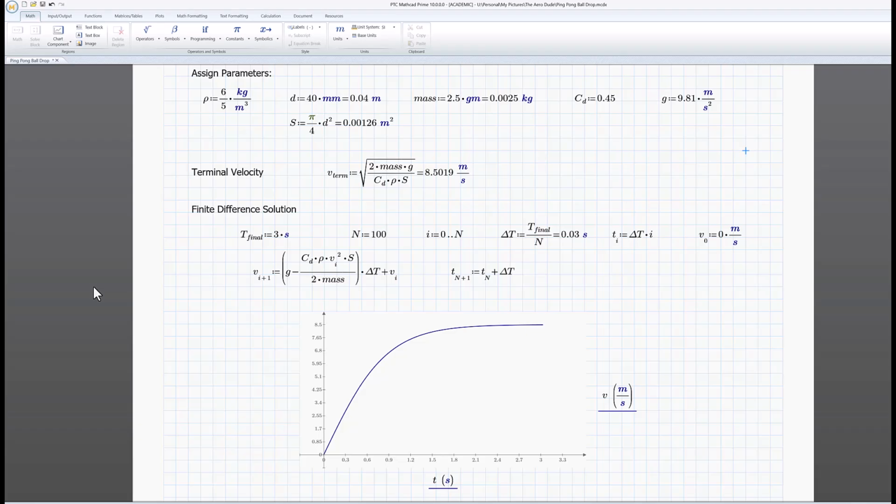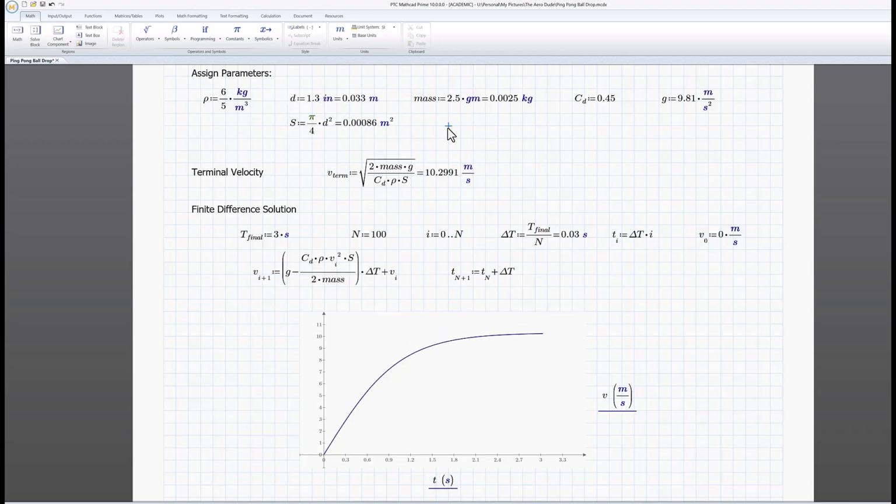So if you look at the screen here, I've got all my parameters assigned right there. Here's rho, 6 over 5 kilograms per cubic meter. Now, remember that MathCAD Prime does track units. And the nice part is, you just type in whatever units you happen to have, and it converts everything into metric internally. So I happen to know this ping pong ball is 40 millimeters in diameter. If I knew its diameter in inches, I could just type it in inches. You know, what if it was, I don't know, 1.3 inches in diameter?